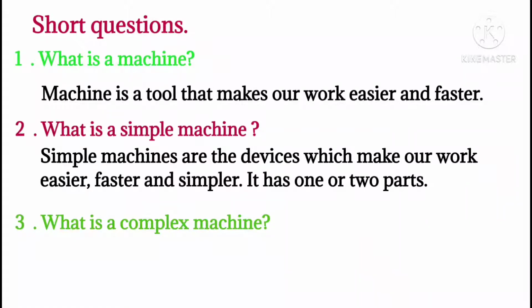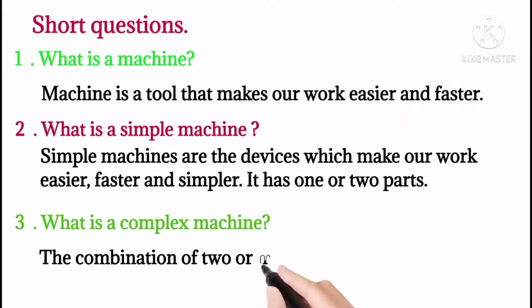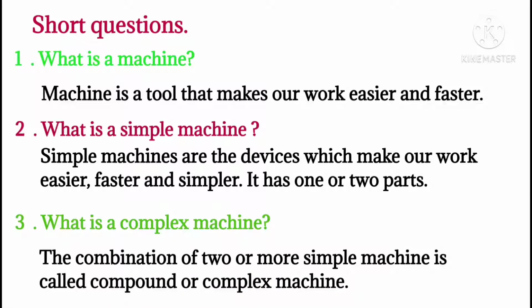3. What is a complex machine? The combination of two or more simple machines is called a compound machine or complex machine. Complex machines have many parts. Complex machines can do more difficult jobs than simple machines do alone.